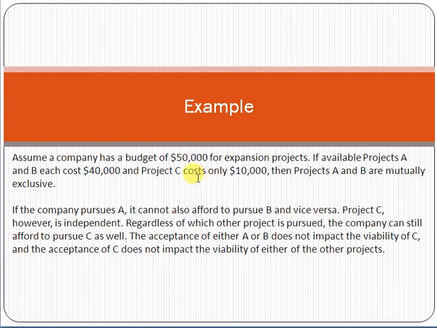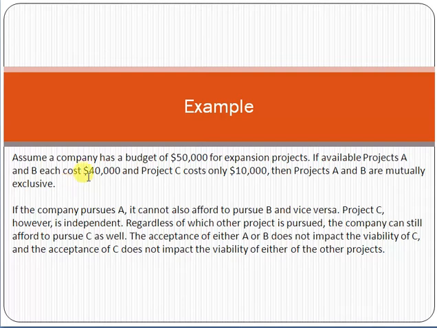However, project C is not mutually exclusive. For example, if they select project A, then they can also select project C as well. So project C is not mutually exclusive, it is totally independent. However, projects A and B are mutually exclusive. Mutually exclusive means that coincidence is not possible.